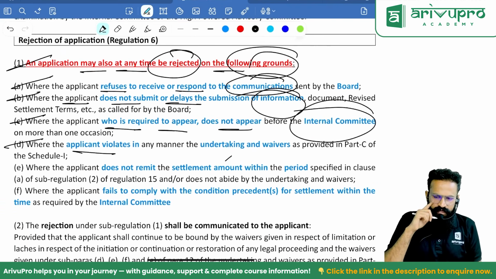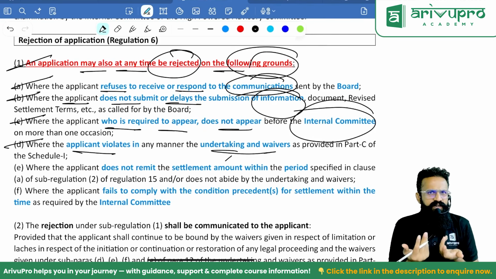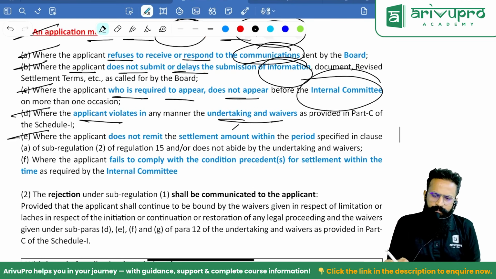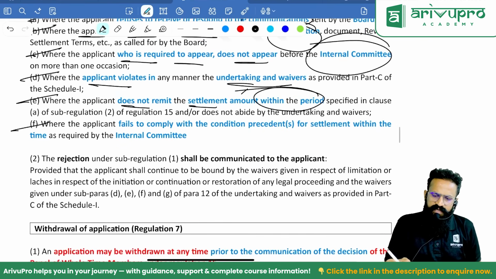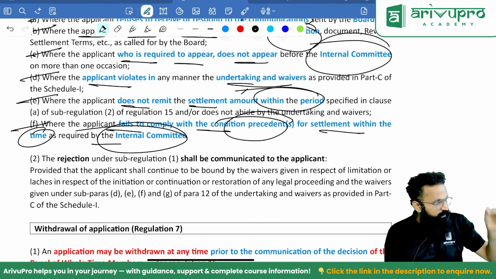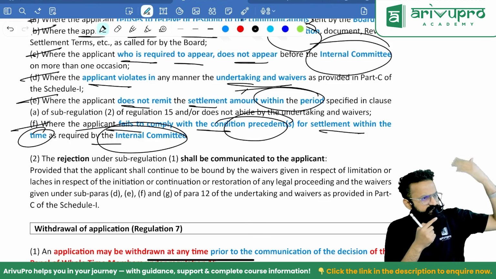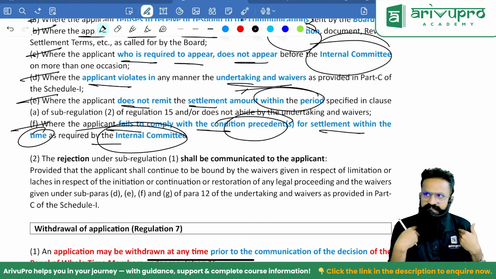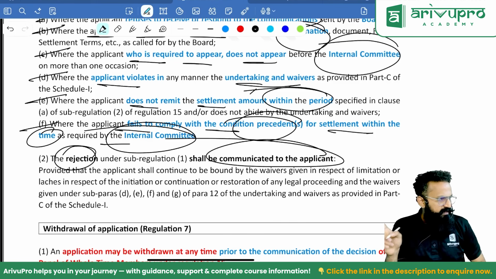Where the applicant violates in any manner the undertaking and waivers as provided in Part C, meaning I have clearly told you whatever undertakings you have to do, you have not done it. Where the applicant does not remit the settlement amount within the prescribed time, again I'll reject. Where the applicant fails to comply with the condition precedent for settlement within the time as required by the internal committee, meaning for me to accept this, you first have to satisfy all the above things: disgorgement, exit the positions, give away whatever commitments you have made. You first settle all of that, then come. If you are not satisfying that, then settlement is not possible. If you have not satisfied, I'll reject it. Whatever the rejection, it will be communicated to the applicant. This part is clear, where rejections are happening.